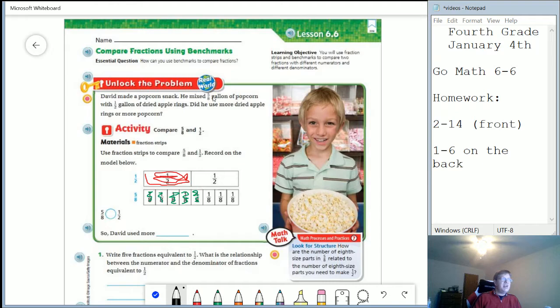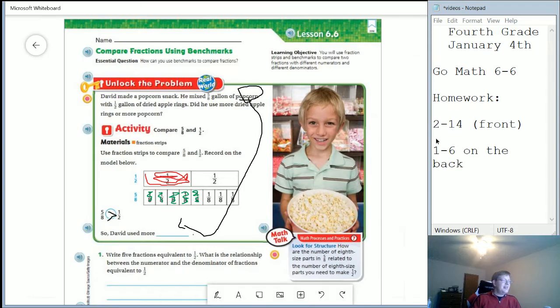So we're making 5/8 of a gallon of popcorn compared to a half a gallon of dried apple rings. I guess that's combining both of those things. So we want to figure out which thing he used more of. And it looks like it should be the green one because we went farther than what we did on the 1/2. So our greater than symbol is going to open to the larger number, which is on the left this time. And so in this case, he used more popcorn. So I'm just going to circle and bring that down this way.